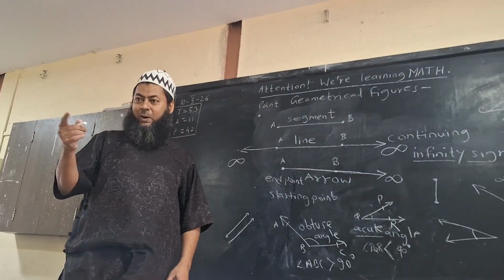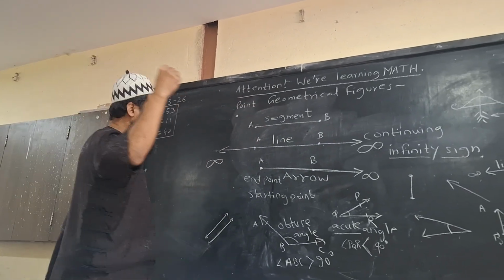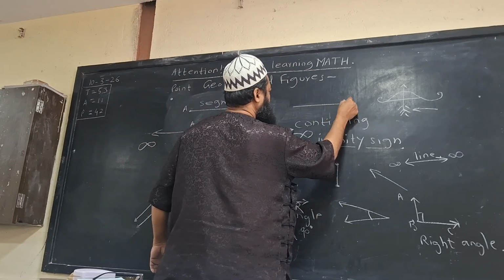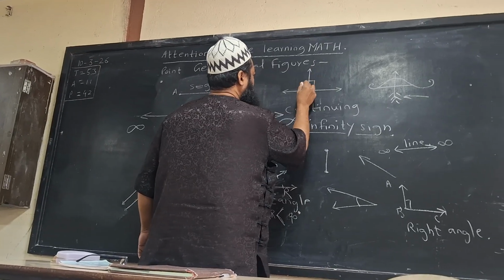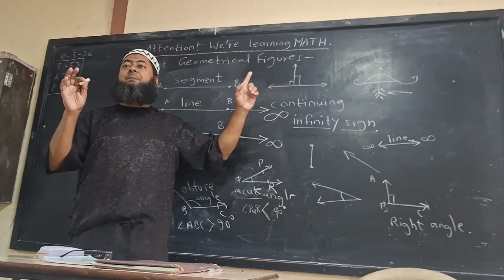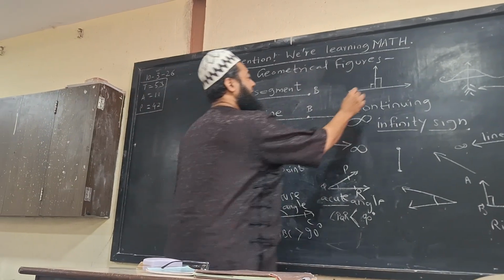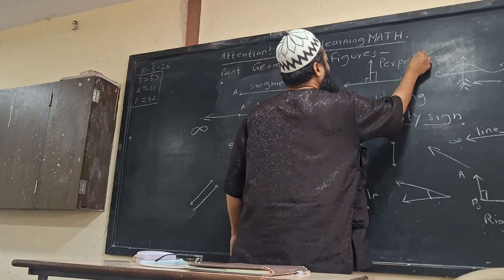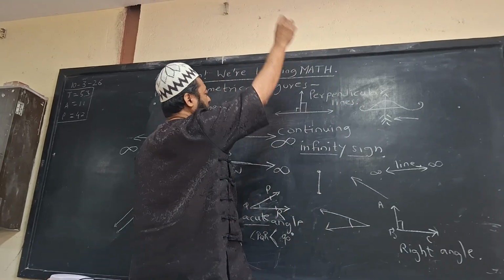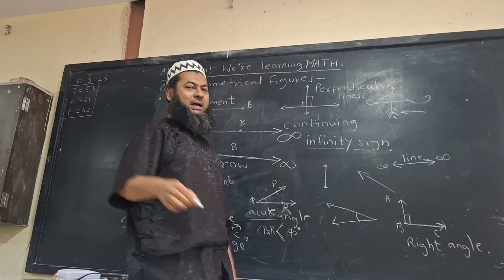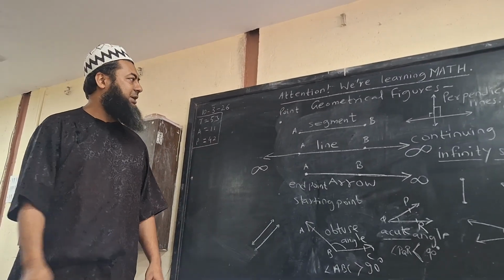Okay. I will draw one more figure related to lines and segments. You identify the figure. What is this? See, when I draw a box, the box means 90 degrees. Perpendicular lines. Okay, two lines are perpendicular to each other.